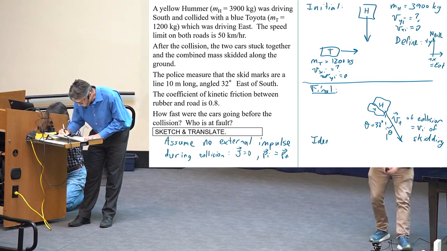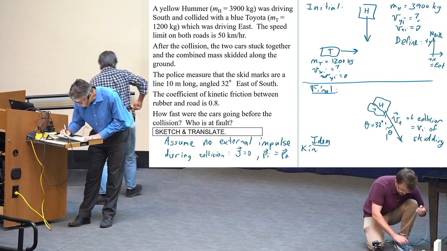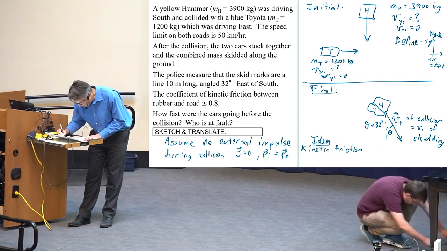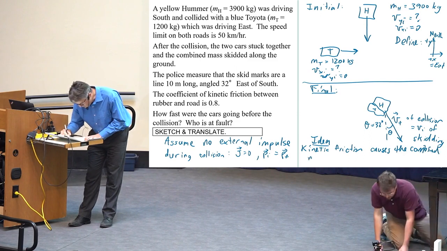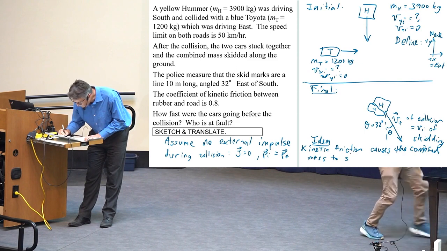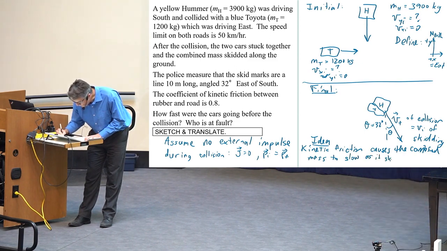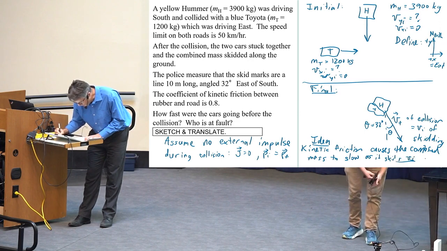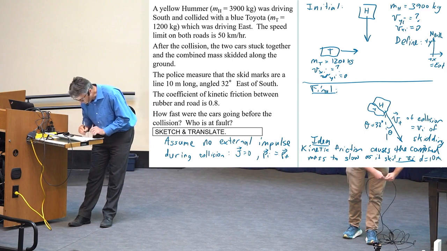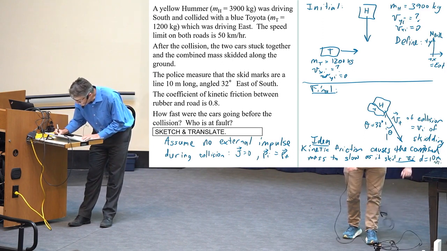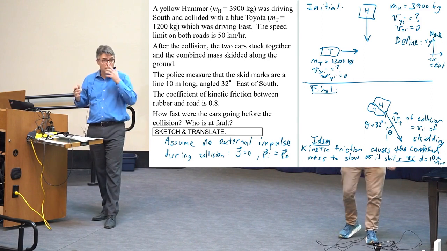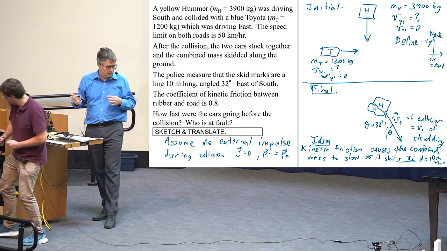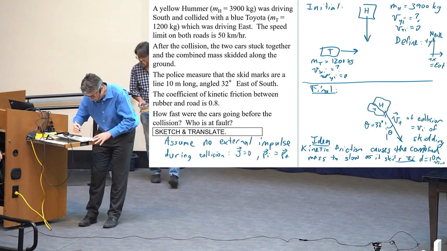So the idea here is that kinetic friction causes the combined mass to slow as it skids. And so there's going to be some V initial, and it's going to go D is equal to 10 meters. And then this V final here is going to be 0. It's going to start with the speed right after the collision. It's going to slide for a while, then it's going to stop after 10 meters. So we can use kinematics for that part of the problem to solve that. Okay.